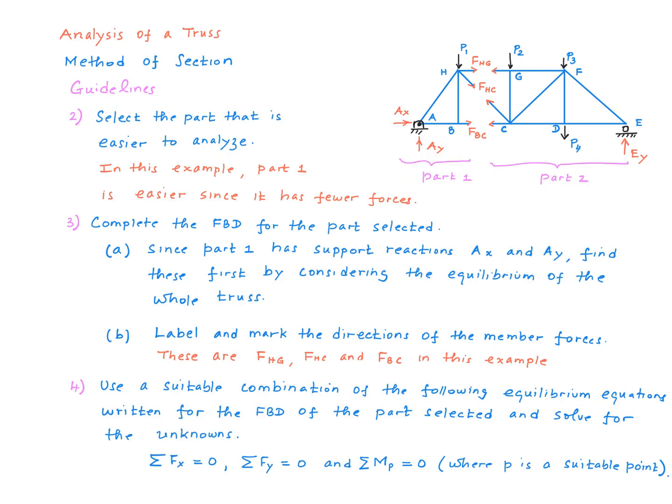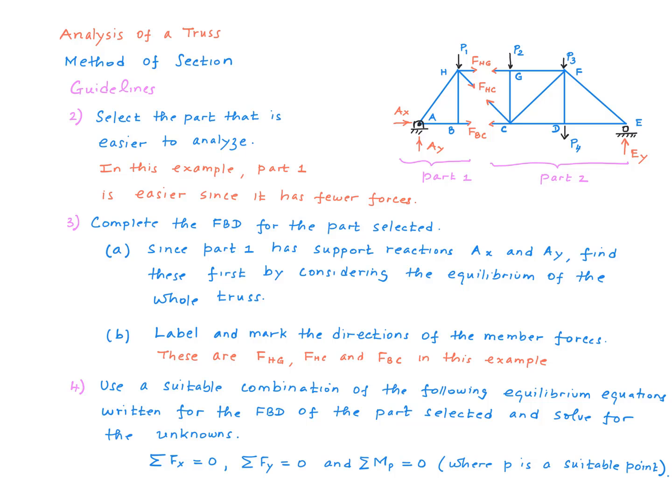But which part do we select? Well, fundamentally, you could select any part, but from a practical point of view, you want to select the part that is easier to analyze. For example, in this case, the left side might be a little easier than the right side to analyze because there are more forces on the right side than on the left side. Well, you might say, well, there are 2 reactions on the left side. There's only 1 reaction on the right side, right? But in this example, you can see that the horizontal component of the reaction at point A is trivially 0 because there are no external forces acting in the horizontal direction, therefore AX is 0.